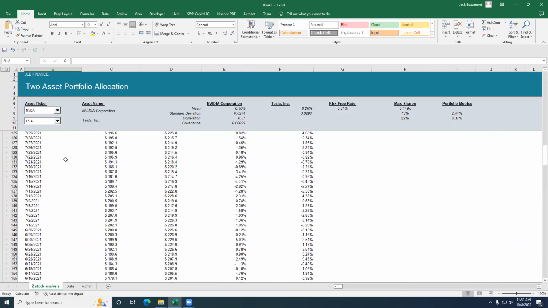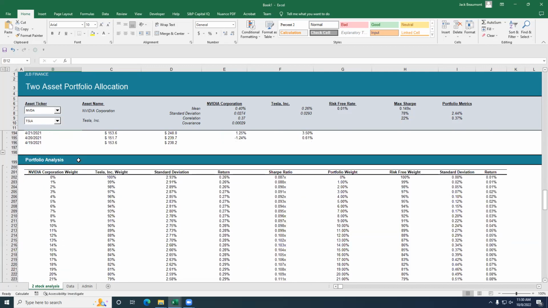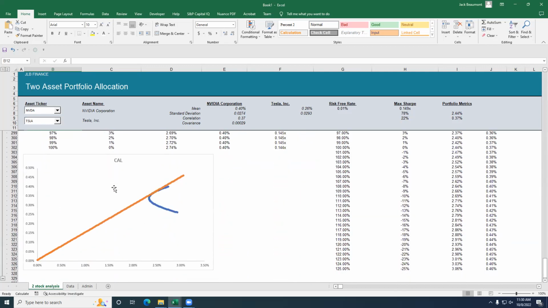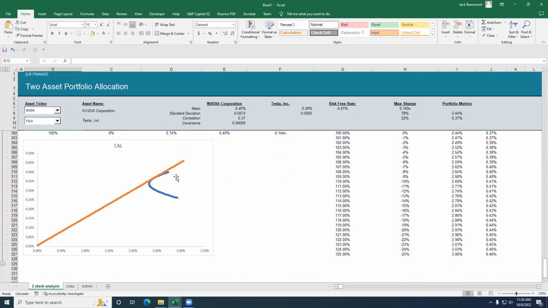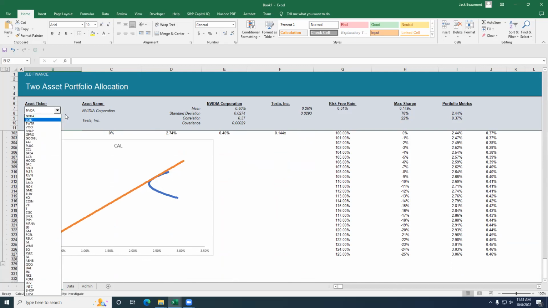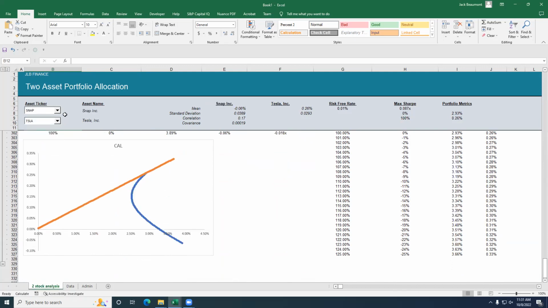And so actually I'll scroll down to the bottom, and we're going to be able to graph the capital asset line like this, and our different portfolio returns here, and there's risk. If I change this to, let's say, Snapchat, you see this changes significantly, because now there is a lot more volatility in these portfolios, because Snapchat has negative returns.